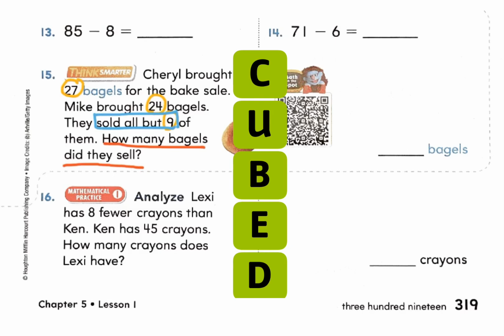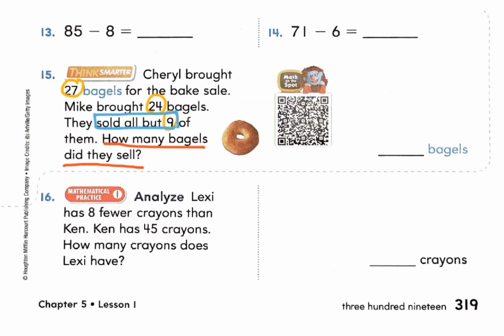The next letter in CUBED is E. Eliminate any unnecessary words. I don't think anything in this word problem is not necessary, so we don't have to eliminate anything or get rid of anything. And D, to draw. So if you like, you can draw a picture to help you solve this problem.